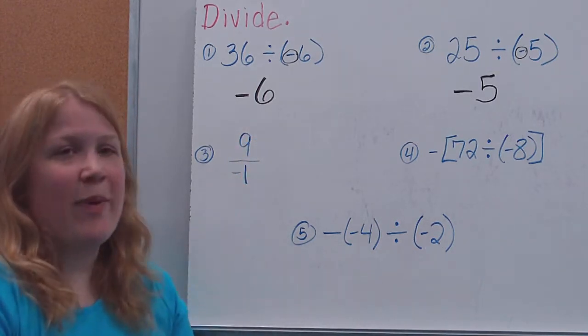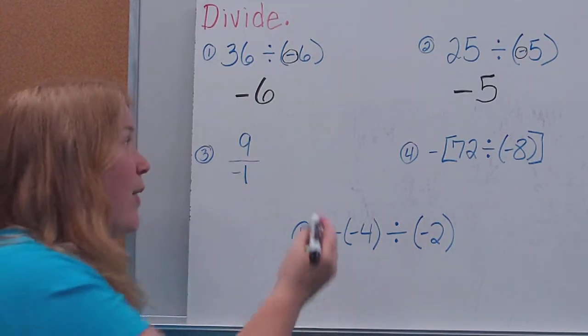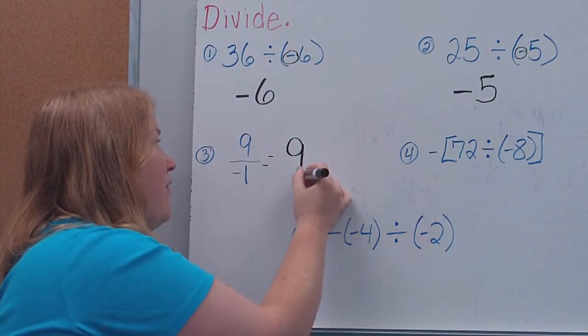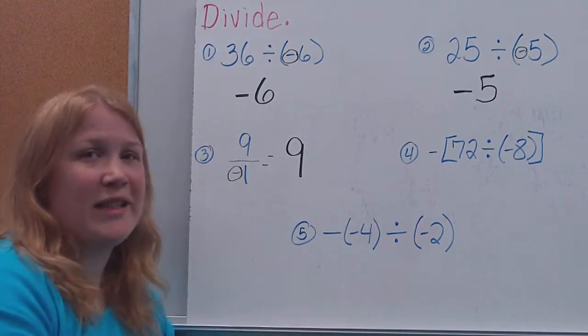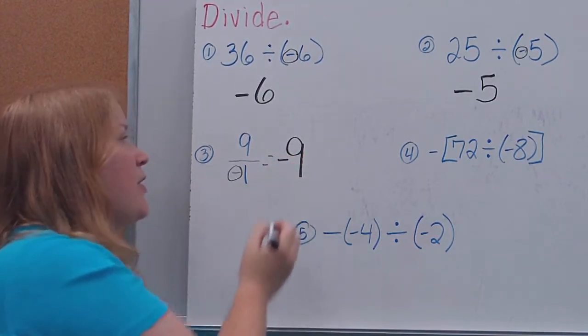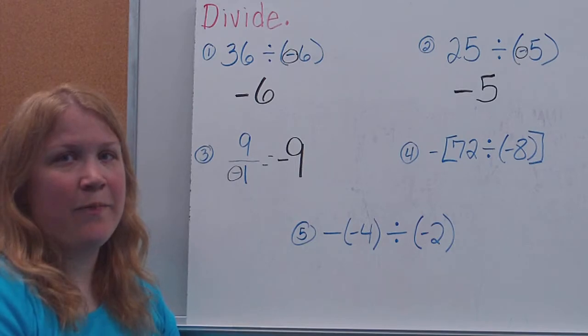So I want 9 divided by negative 1. Well, anything divided by 1 is itself. And then we need to determine our sign. I have one negative, which is odd. So my answer will then be negative.